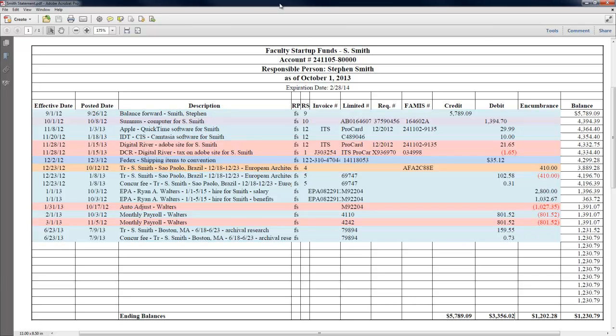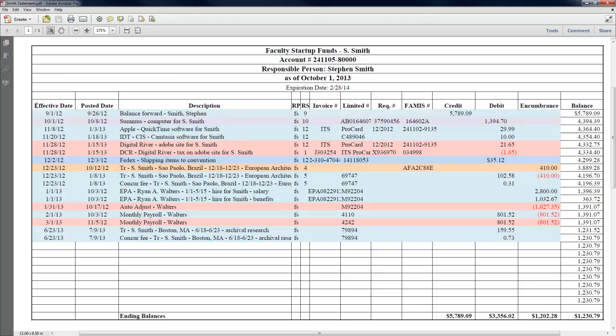Hi folks, I'm going to show you how to read your account statements, which you should be receiving in your email once a month. The statement will look like this. It will have your account name up at the top, account number, your name here, the date that the statement was printed, and the expiration date of the funds if there is one.